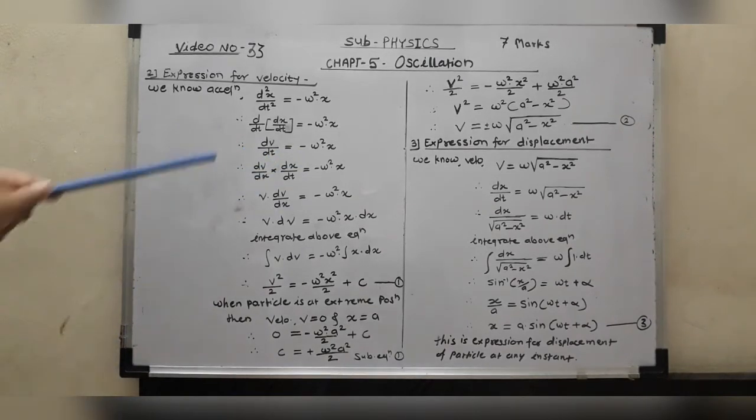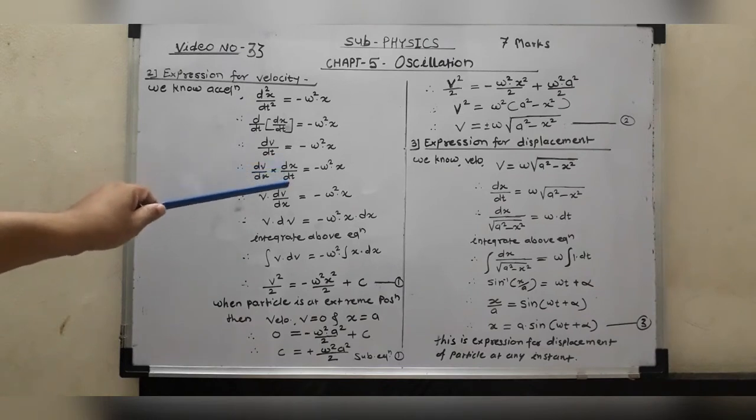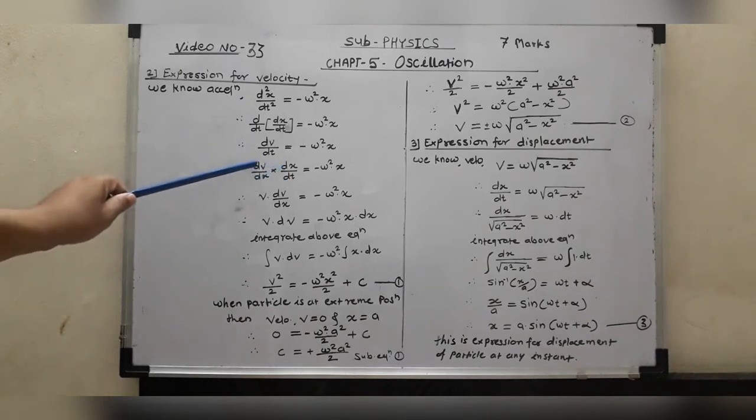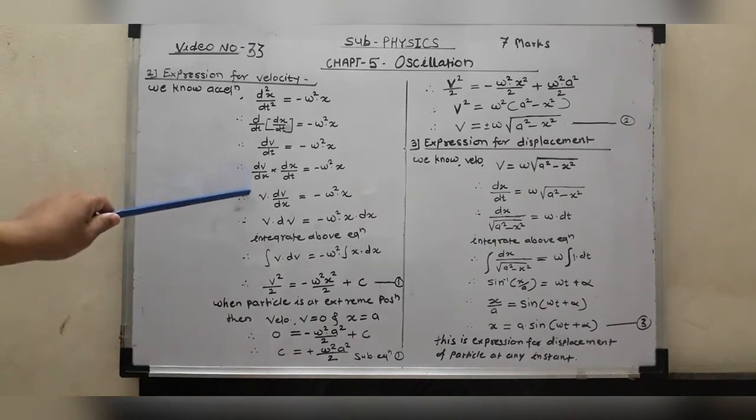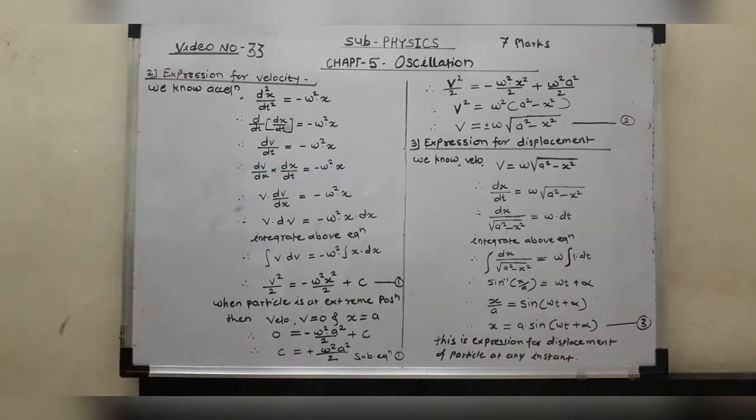And then we can rearrange the terms, multiplying and dividing by dx. In physics you have to remember, we adjust these terms in such a way that we multiply by dx and divide by dx. Therefore dv upon dx into dx upon dt. If the dx cancels, then dv by dt remains, but we need to obtain the integration form, so we arrange the terms as dv by dx into dx upon dt is equal to minus omega square x.